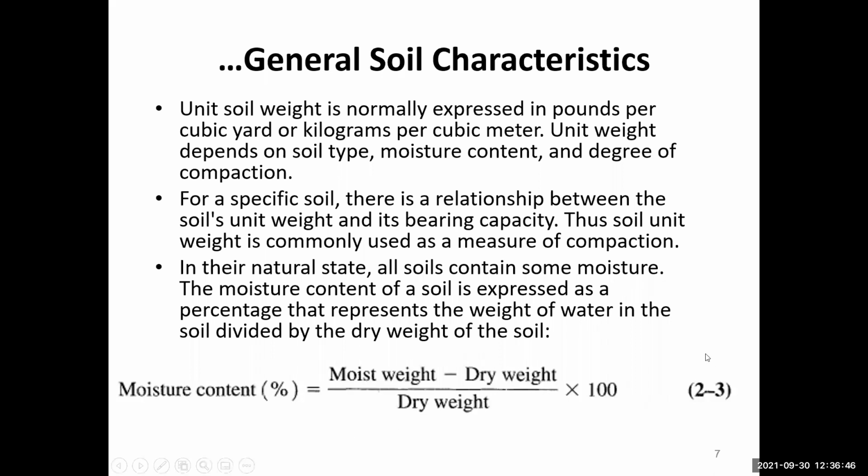Then I think further we need to consider a few more characteristics of the soil. Unit soil weight is normally expressed in pounds per cubic yard or kilograms per cubic meter. So that is actually the density of the soil. So unit weight depends on the soil type, moisture content, and the degree of compaction. Okay, so depending on the moisture content of the soil, the unit weight of the soil may also decrease or increase.